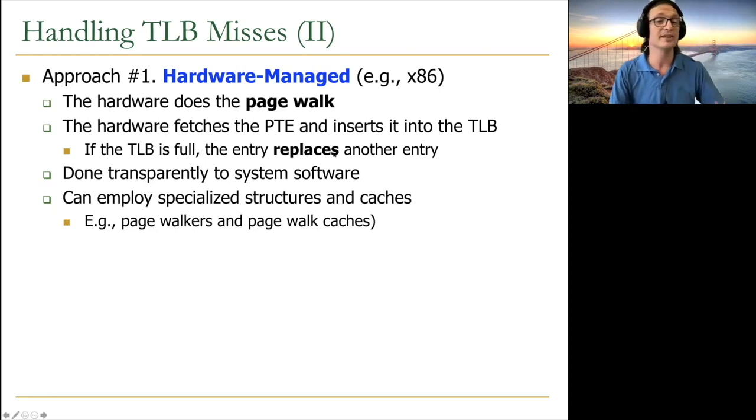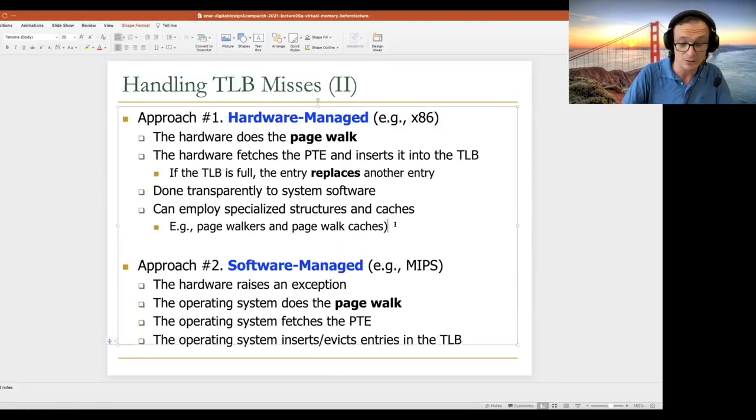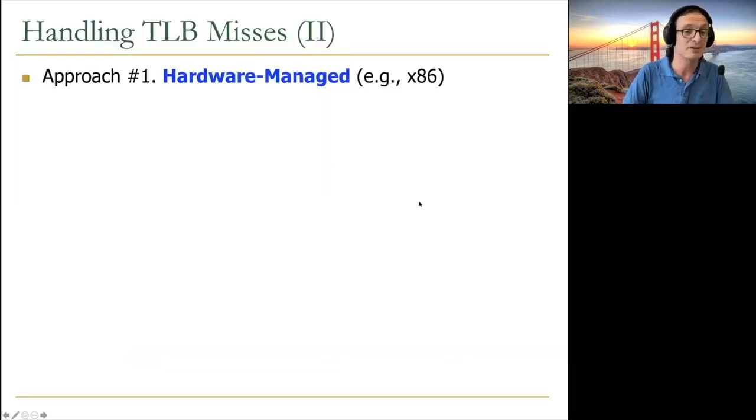If the TLB is full, the entry replaces another entry. It's basically, you do the replacement, and it's done transparently to the system software. This way, you can employ specialized structures and caches, for example, page walkers and page walk caches that we will see in an example soon.